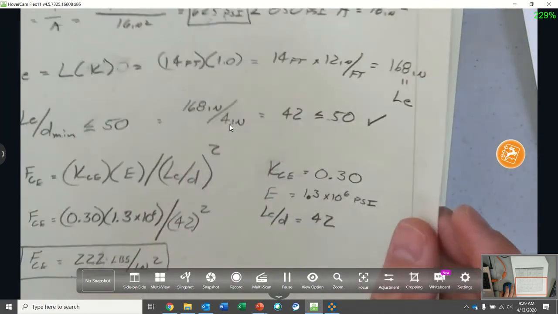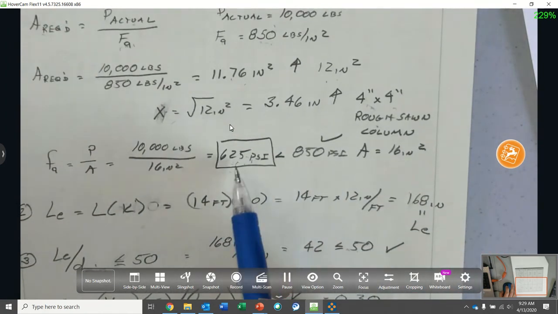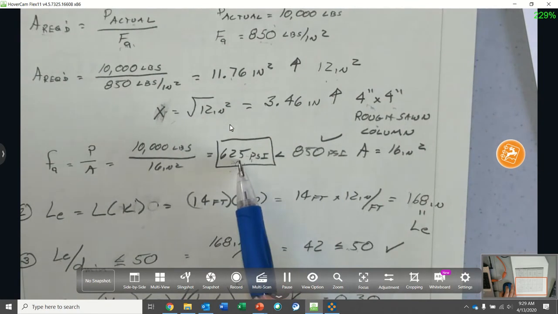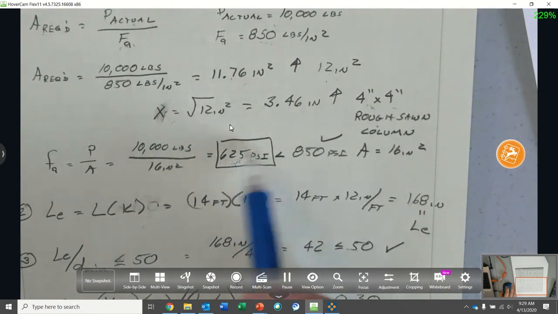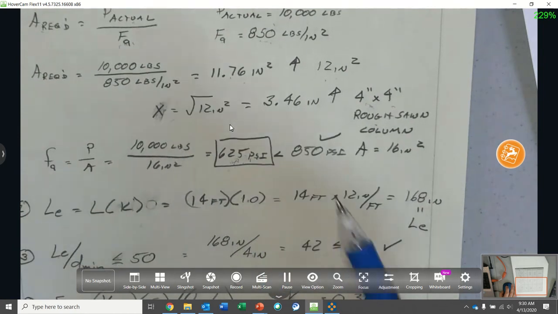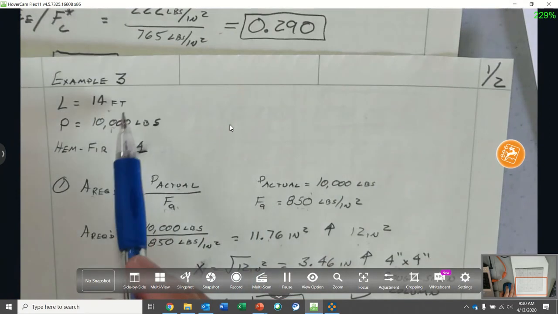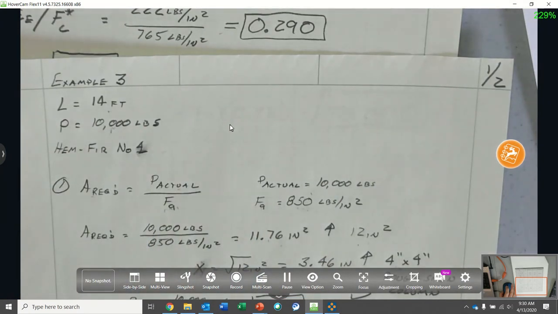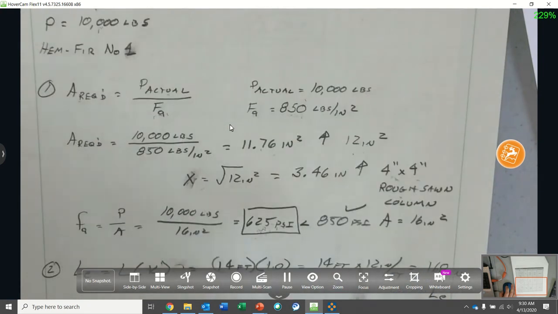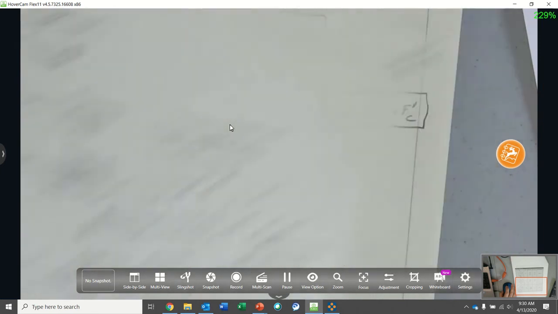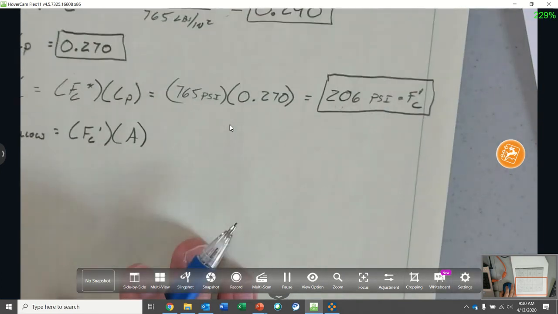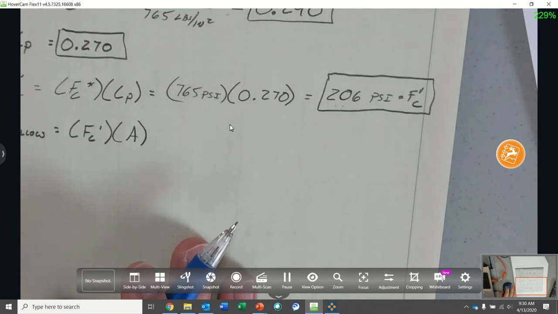Initially, what did I assume? To keep it from crushing, we're going to use a 4x4. However, it's going to buckle before it crushes. It makes sense because it's a long column. It's 14 feet. So typically buckling will take precedence over crushing. The column will buckle before it crushes. That's why I did not keep readjusting the size of this column, because I knew I needed to find my final allowable stress based on the critical Euler stress, etc.